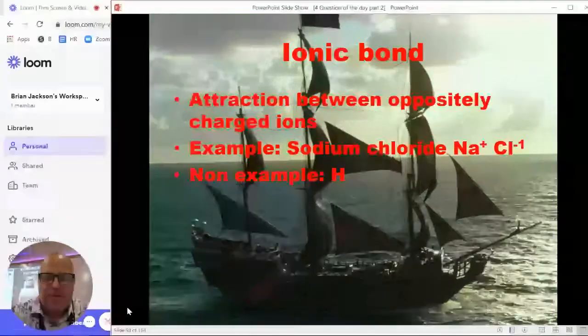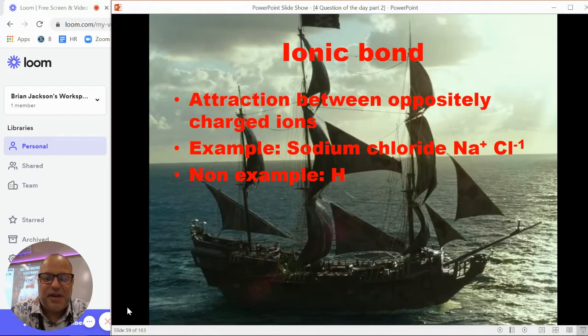It's basically an attraction between two ions that are oppositely charged, right? So if it's an ion, it's not neutrally charged. It's either positive or negative. It's either gained electrons, so it's negative, or it's lost some electrons, so it's positively charged.